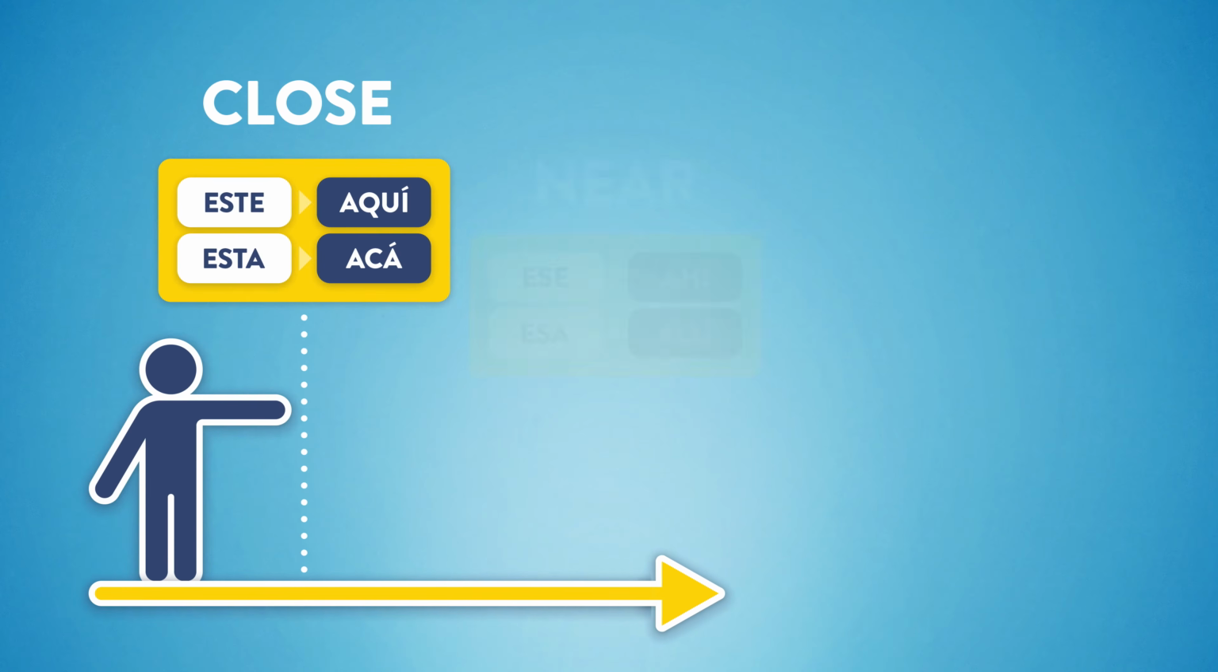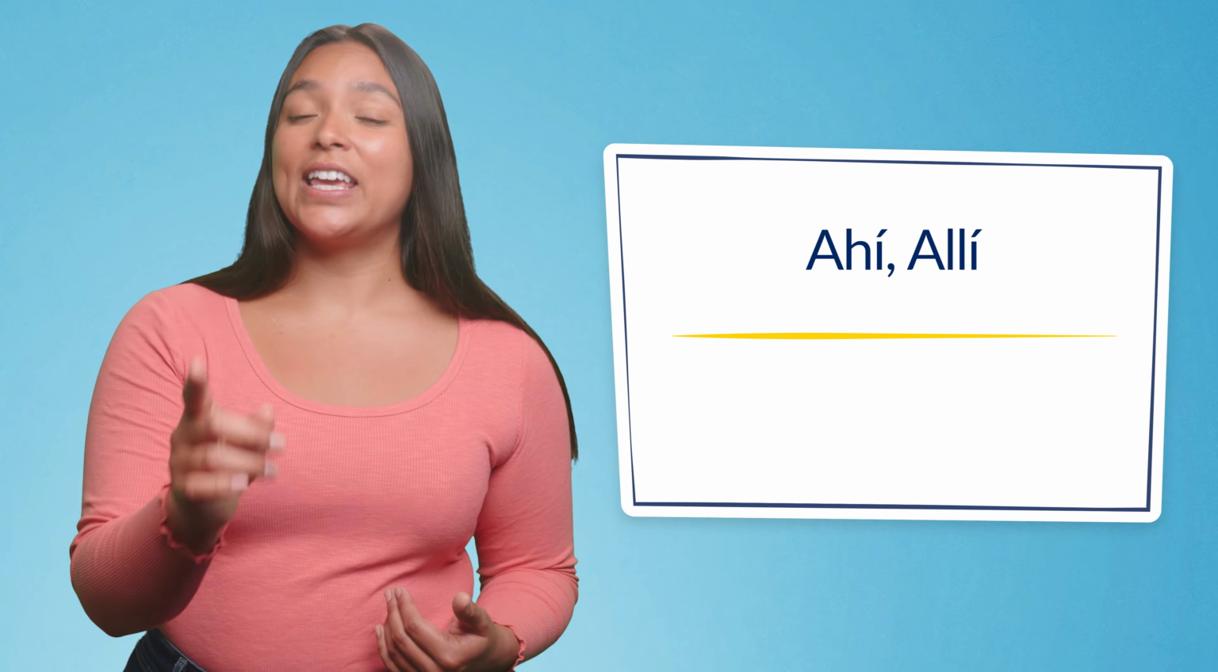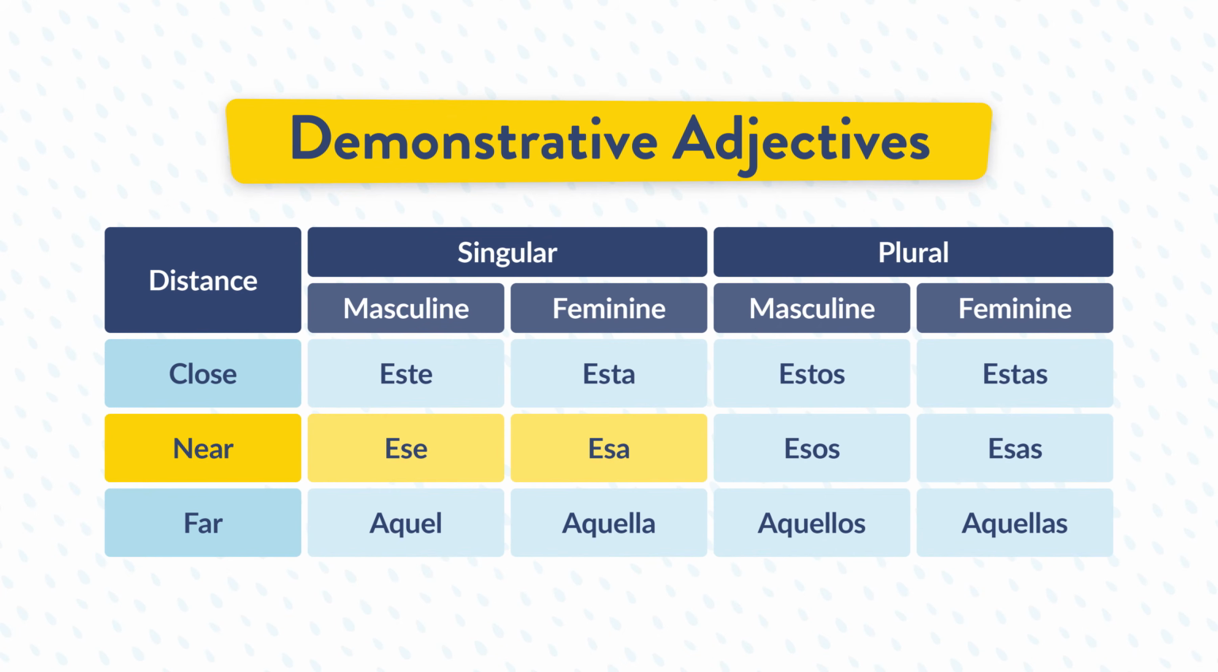To denote that something is a middle distance away, you would use the words ese or esa. Remember how our last words were like saying here in English? Well, when you say ahí or allí, it's like if you said there in English. The masculine singular form here becomes ese, while the feminine form would be esa.